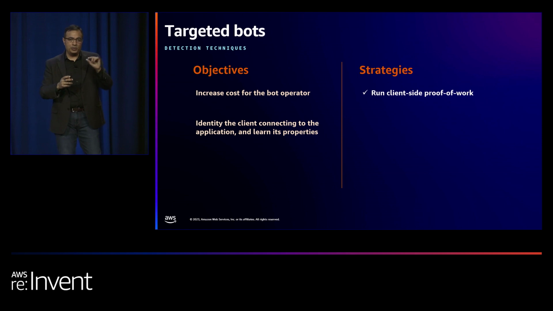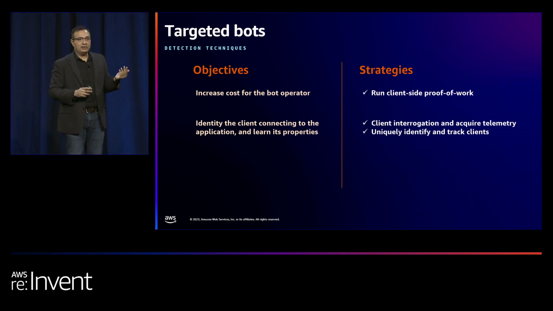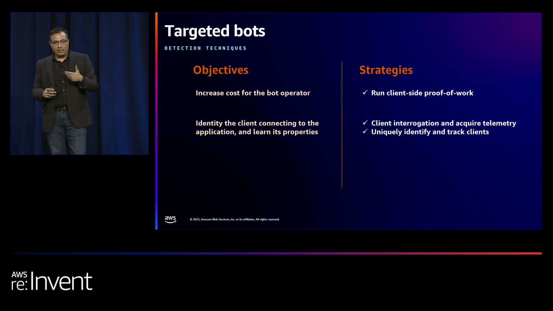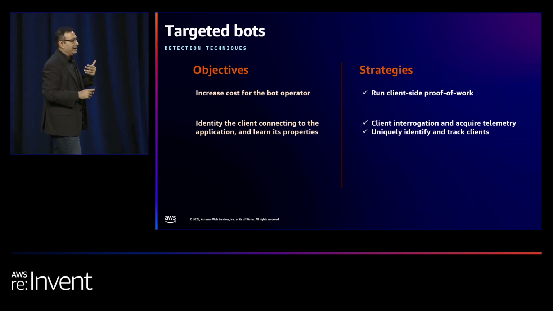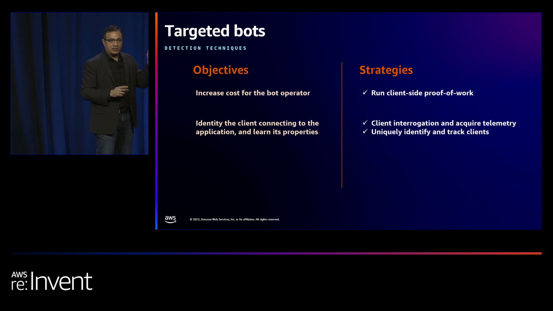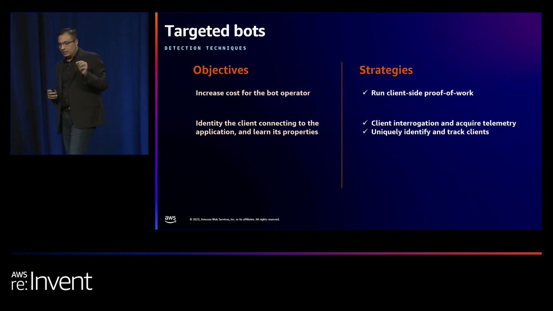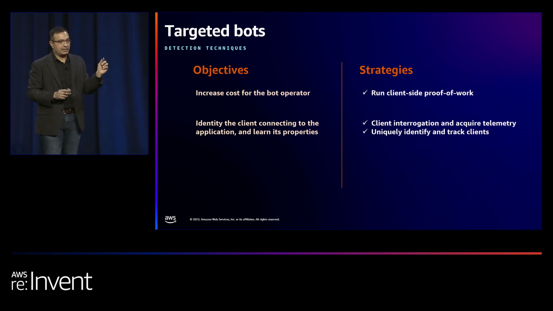What we want to do is look at a unique client. So we do two things. As the proof of work is run, we collect client telemetry and generate a unique ID. Using the unique ID, we are able to track a specific client globally, anywhere. And we use the telemetry that is collected to make determinations about what kind of client is connecting and what's the posture of the client that is connected to your application.